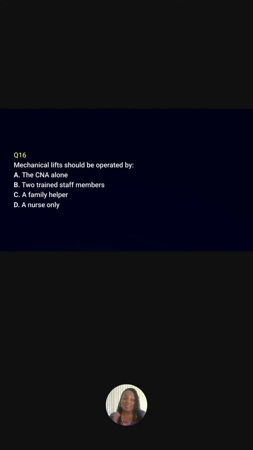16, mechanical lifts. Mechanical lifts should be operated by A, the CNA alone, B, 2 trained staff members, C, a family helper, or D, a nurse only.